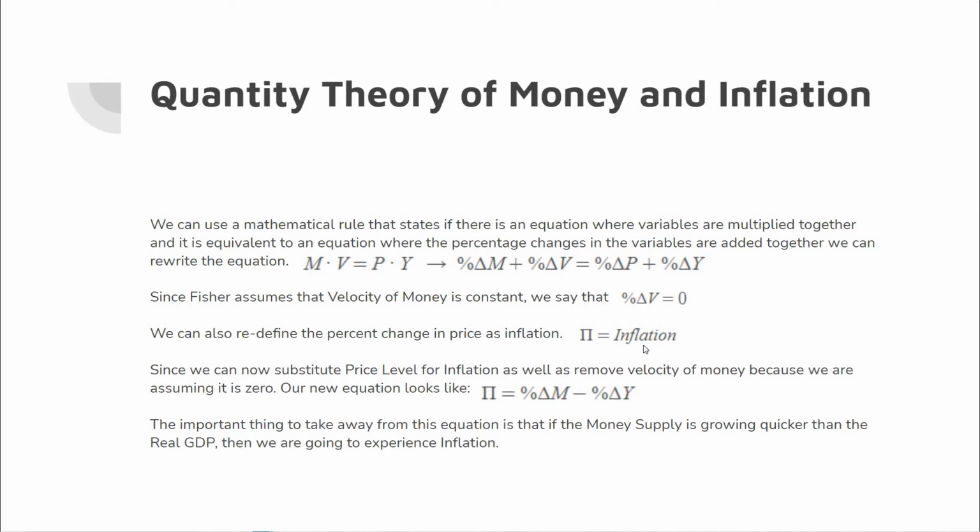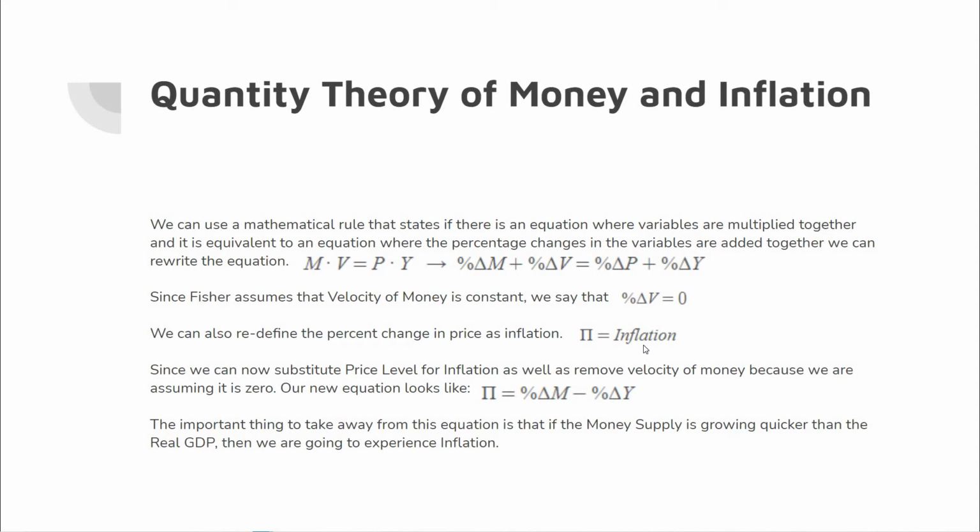Now let's try and see how this relates to inflation. In order to do that, we need to use a mathematical rule that states if there is an equation where variables are multiplied together, it is equivalent to an equation where the percentage changes in variables are added together, so we can just rewrite the equation. So we go from M times V equaling P times Y. We can just rewrite that as the percent change in M plus the percent change in V equals the percent change in P plus the percent change in Y. Now, since Fisher assumes that the velocity of money is constant, we can just say that the percent change in V is equal to 0.